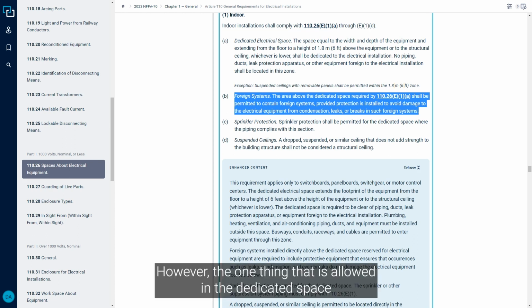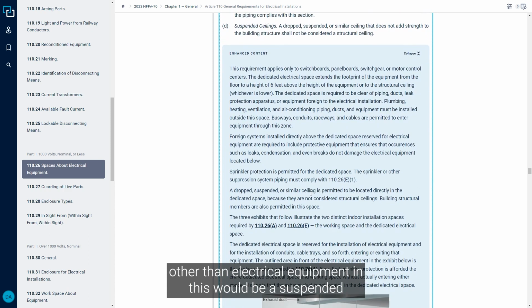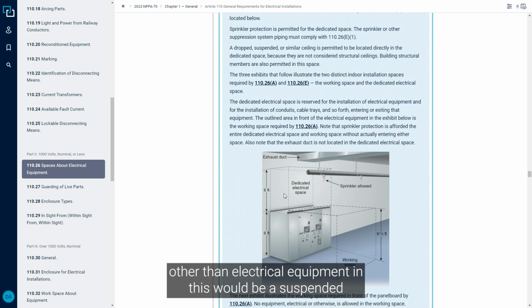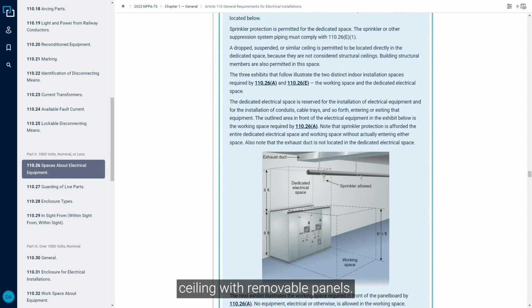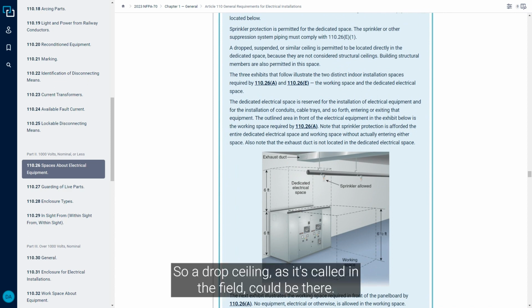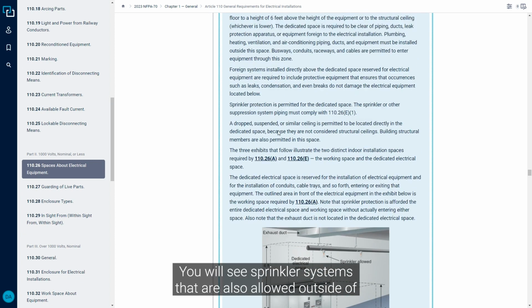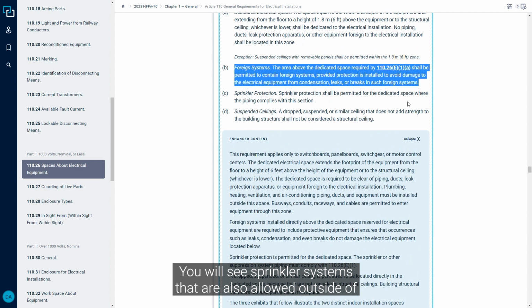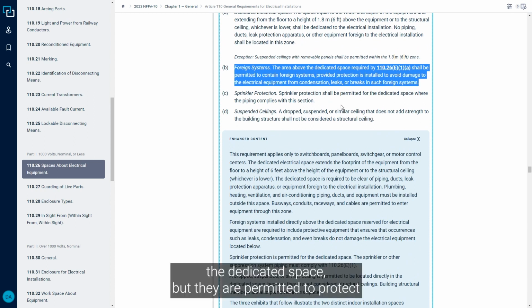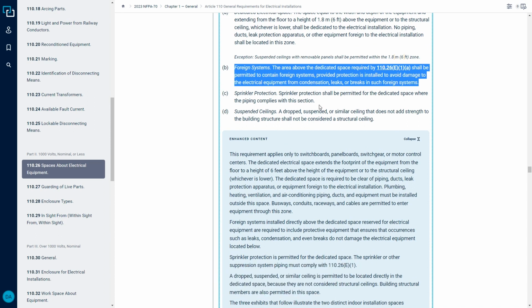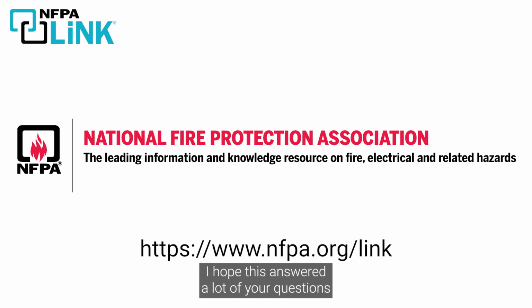However, the one thing that is allowed in the dedicated space other than electrical equipment would be a suspended ceiling with removable panels. So a drop ceiling, as it's called in the field, could be there. These are typically not considered structural ceilings. You will see sprinkler systems that are also allowed outside of the dedicated space, but they are permitted to protect the dedicated space. I hope this answered a lot of your questions about dedicated space for electrical equipment.